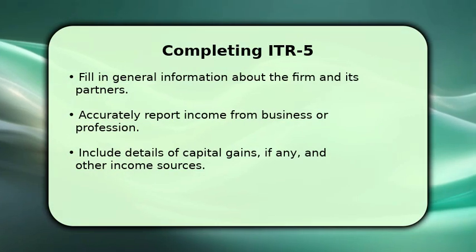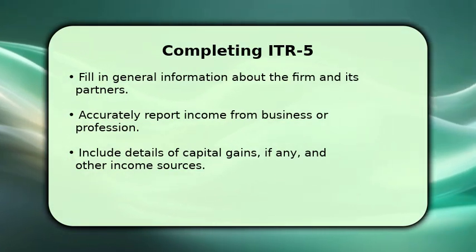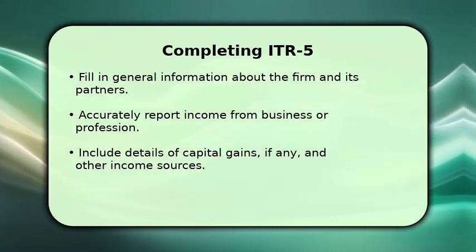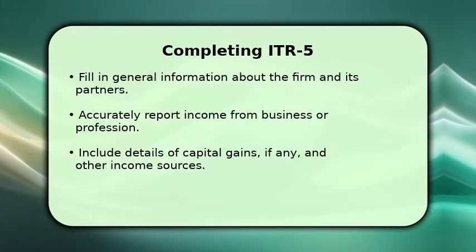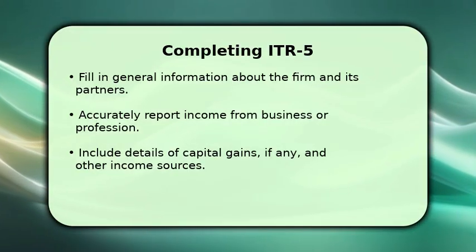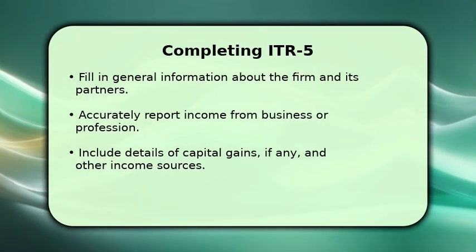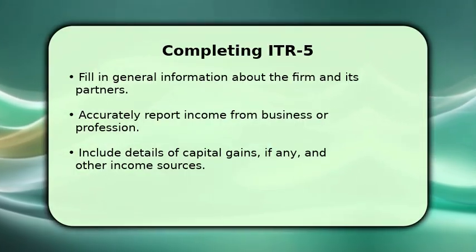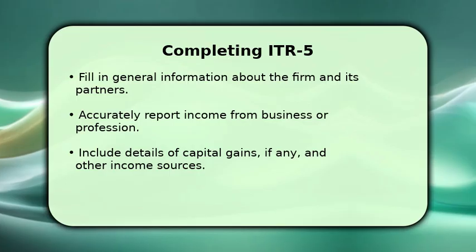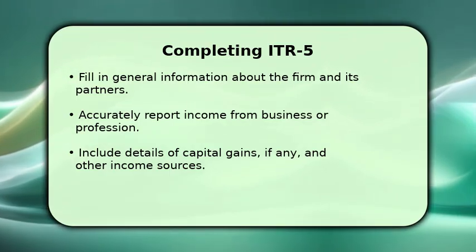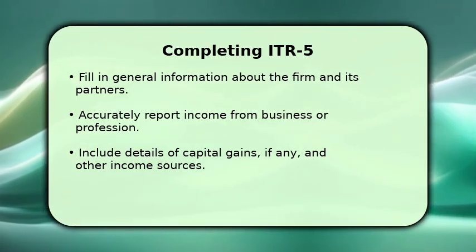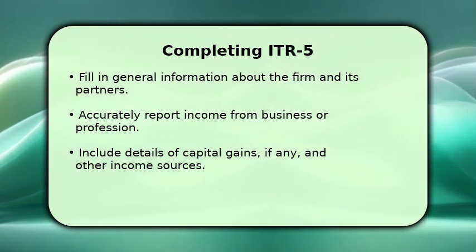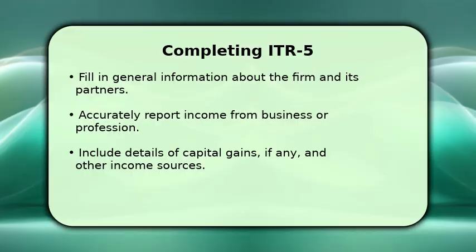Now, let's move on to filling out the ITR-5 form itself. You will start by providing general information about your firm and its partners. Then, meticulously report all income from your business or profession. Remember to include any capital gains and other income sources. It is essential to claim all eligible deductions and allowances to minimize your tax liability. Double-check every section for accuracy before proceeding to the next step.